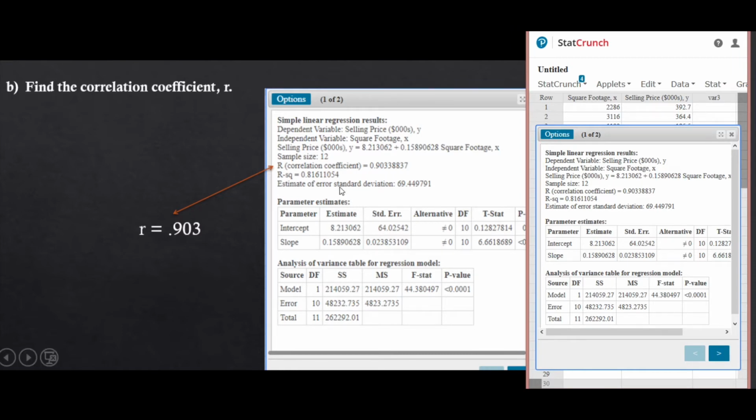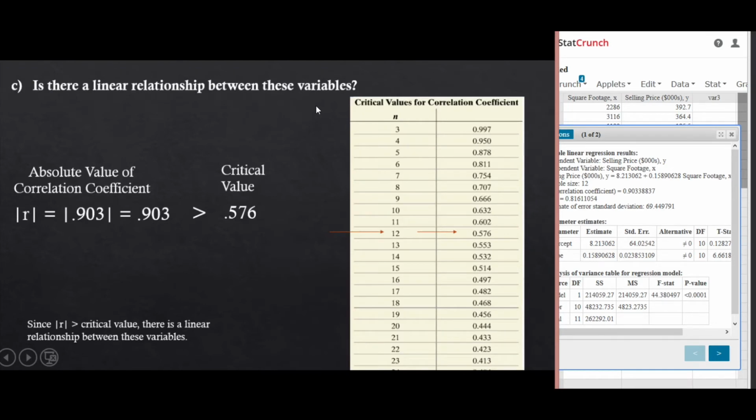Next, for part C, we want to know, is there a linear relationship between these variables? Is square footage actually a good predictor for the selling price of a house? In order to figure this out, we need to compare the absolute value of R to the critical value for this sample size. So first, let's find the critical value. If you're using MyStatLab, you'll be given a table of critical values for the correlation coefficient that looks something like this. And in order to find the critical value, we need to know how many observations there are in our dataset. For this, we had 12 observations, or 12 houses.